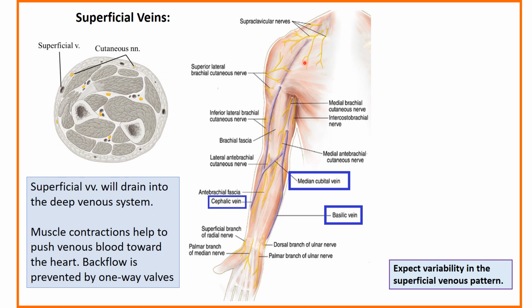Again, superficial veins are called superficial veins as long as they are in a superficial position. Once they pierce the deep fascia, they are not superficial veins anymore. So the cephalic vein remains superficial all the way up to the shoulder region. Around this area, it will pierce the deep fascia and drain into the axillary vein. So that is about the cephalic vein.